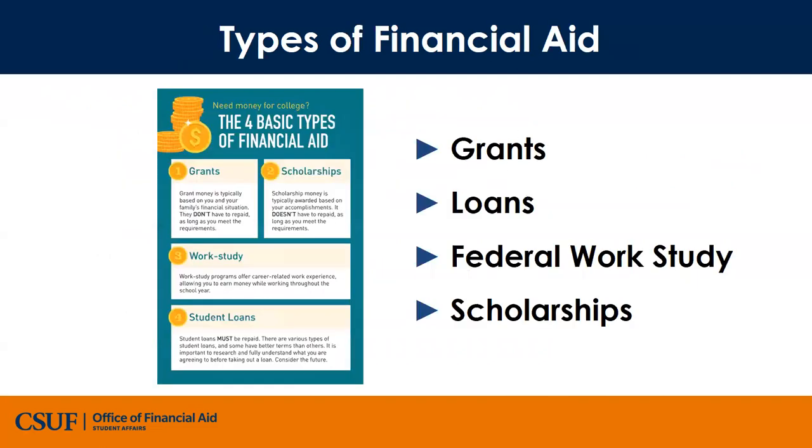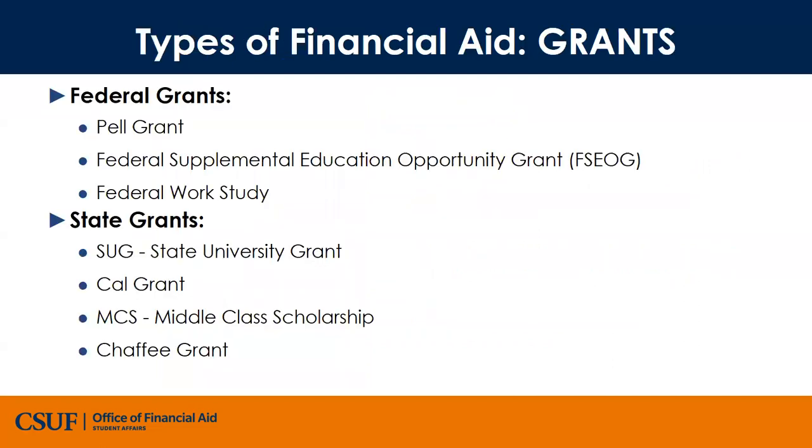Now, we will discuss some of the types of financial aid that students may be eligible for at CSUF. For FAFSA applicants, you may be considered for both federal and state grants, such as the Pell Grant, Federal Work Study, and the Cal Grant. For California DREAM Act applicants, you may only be considered for state grants, such as the Cal Grant, the State University Grant, and the Middle Class Scholarship, among other state forms of financial aid.